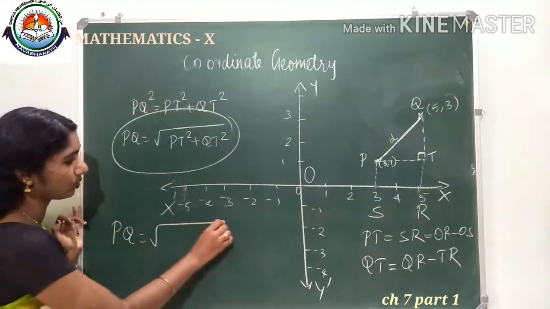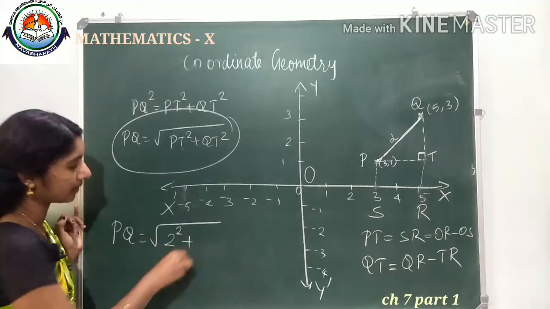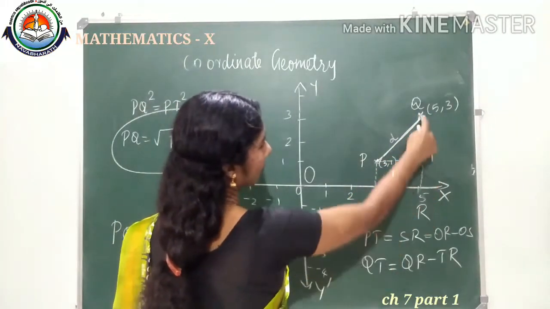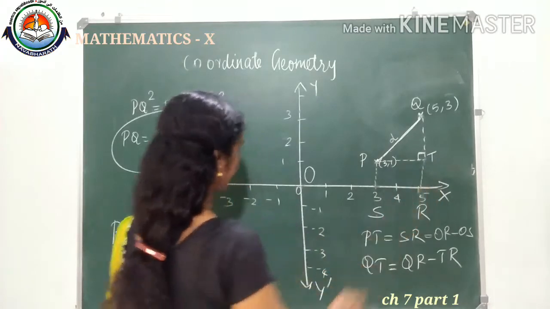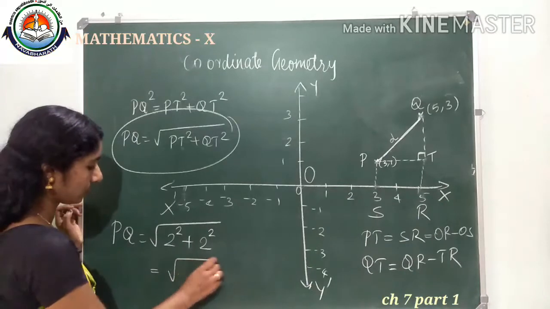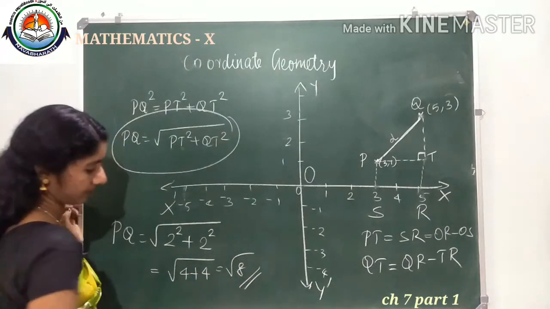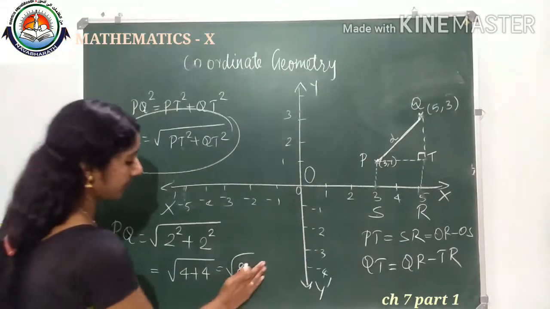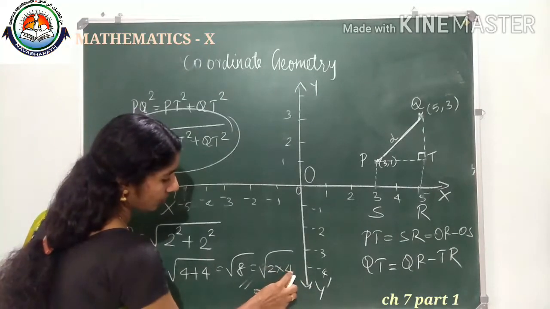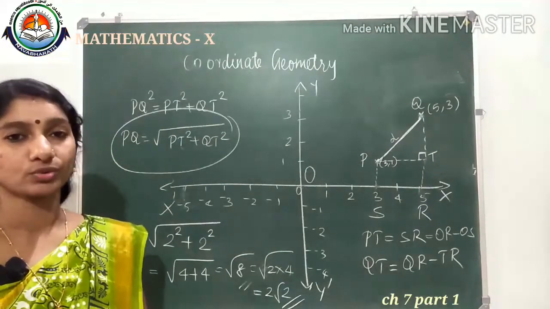PQ is equal to root of, PT is 2, so 2 square plus QT square. QT is equal to QR. QR is 3 minus 1, so we are getting it as 2 itself. So 2 square plus 2 square, root of 4 plus 4, that is equal to root 8. Or you can write root 8 is equal to root of 2 into 4. So root 4 is 2, so 2 root 2. So root 8 you can write as 2 root 2 also.